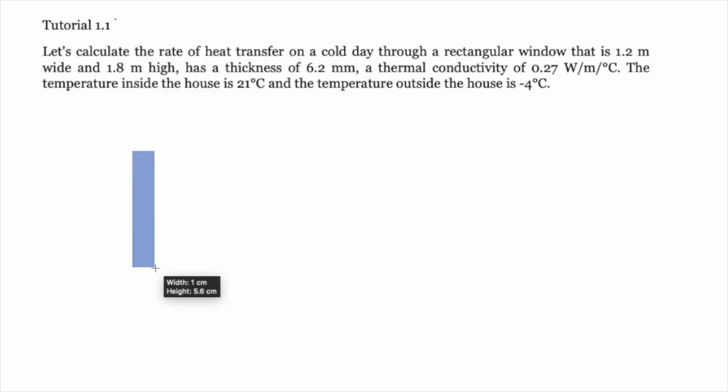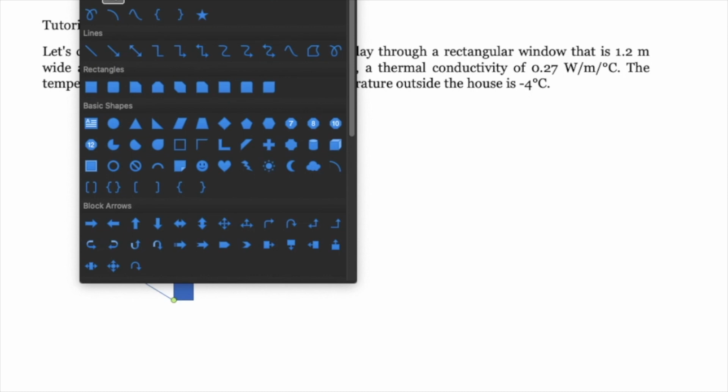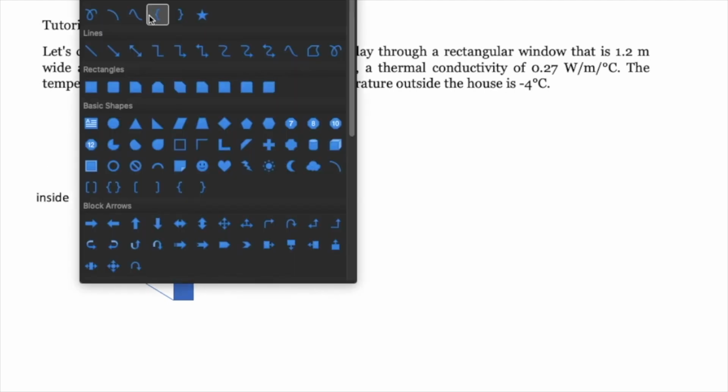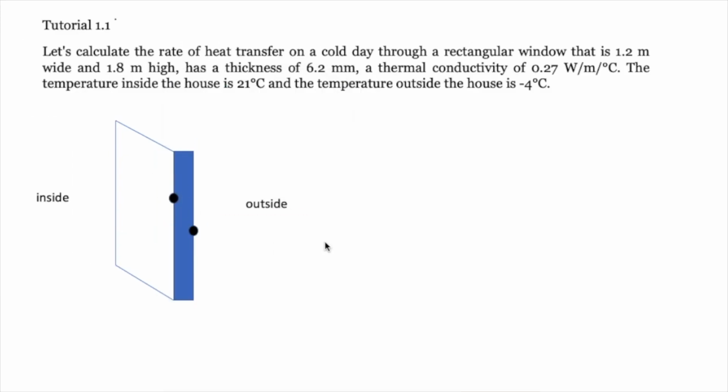Okay, let's try to solve this problem. First, what we need to do is we draw the diagram. So this is to represent the wall. Okay, this is inside and outside. The temperature of inside wall is represented by T1 and the temperature for outside wall is T2.